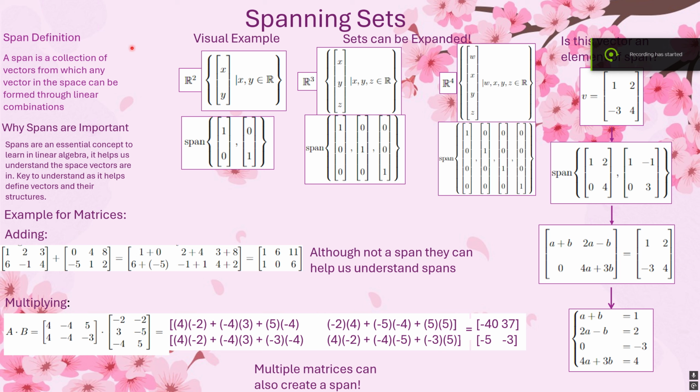So hello everybody, and this is my poster presentation of a spanning set. The definition of a span is that it is a collection of vectors from which any vector in the space can be formed through linear combinations, which I'll go over in a bit, but first I'll explain why it's important.